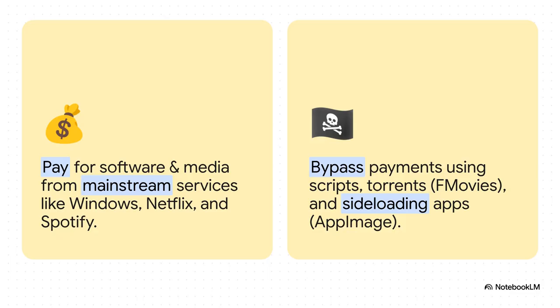Look at this. Instead of buying a Windows license, they have links to scripts that activate it for free. Instead of subscribing to Netflix, they're all over sites like Torrent Galaxy and F-Movies. Instead of an app store, they use something called AppImage to sideload applications. Now, this doesn't feel like someone who can't afford it. This seems like a very deliberate choice to operate outside the normal system.